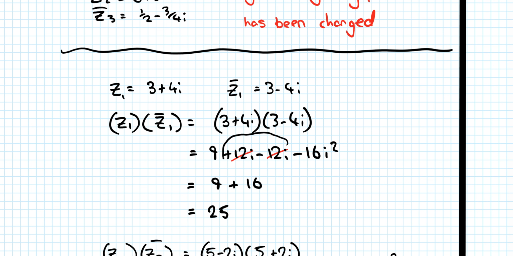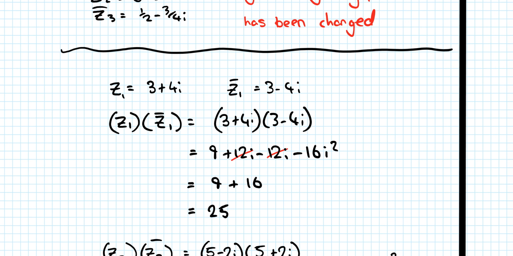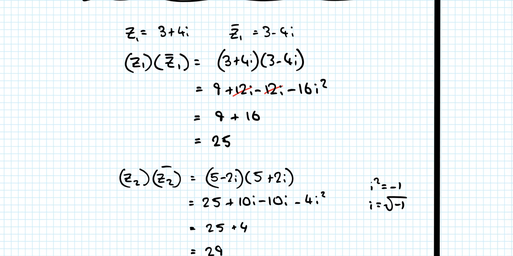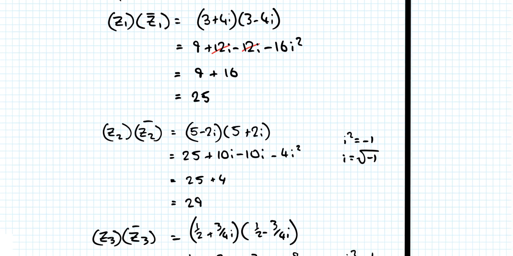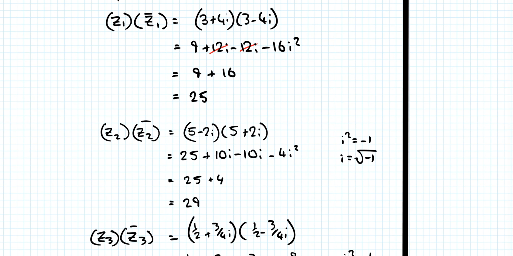When you're multiplying a complex number by its conjugate, you will always find the middle section will cancel. And we get minus, well, what's i squared? i squared is minus 1, isn't it? i squared is minus 1, so this is really plus 16. Similarly, another example. If I'd chosen 5 minus 2i as my complex number, the conjugate of it would be 5 plus 2i.